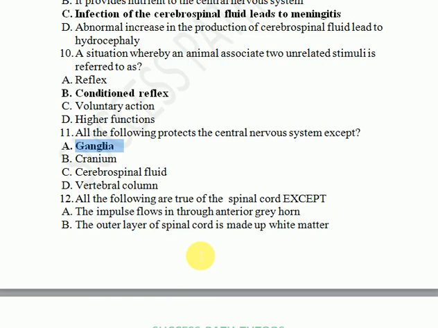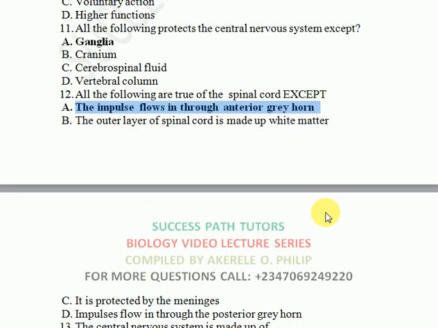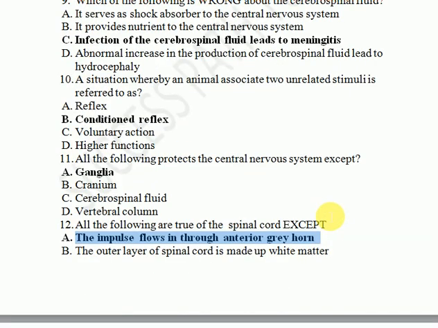All the following are true of the spinal cord except: the impulse flows in through the anterior gray horn. That is wrong. Impulse flows in through the posterior gray horn. In a minute I'm going to show you a diagram to explain that. Every other option here is correct except for A. So let me show you where impulse enters the spinal cord and where it leaves the spinal cord.